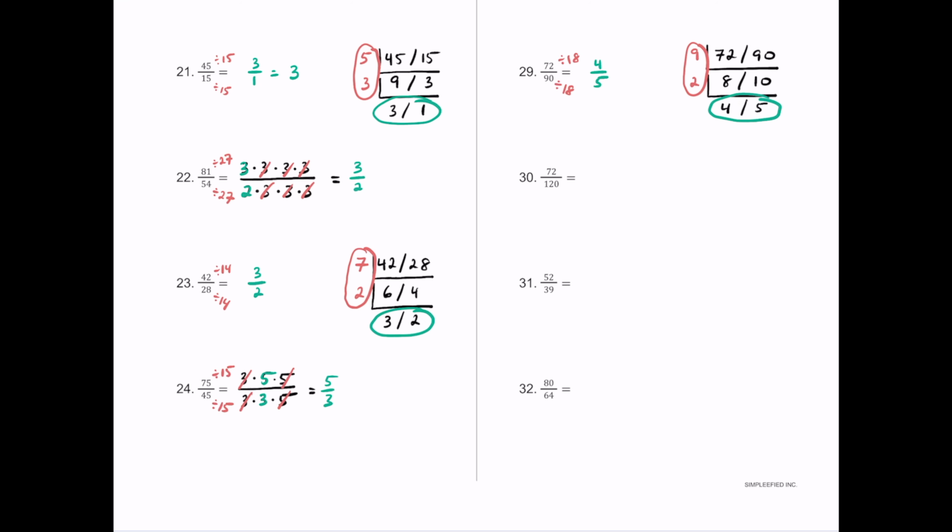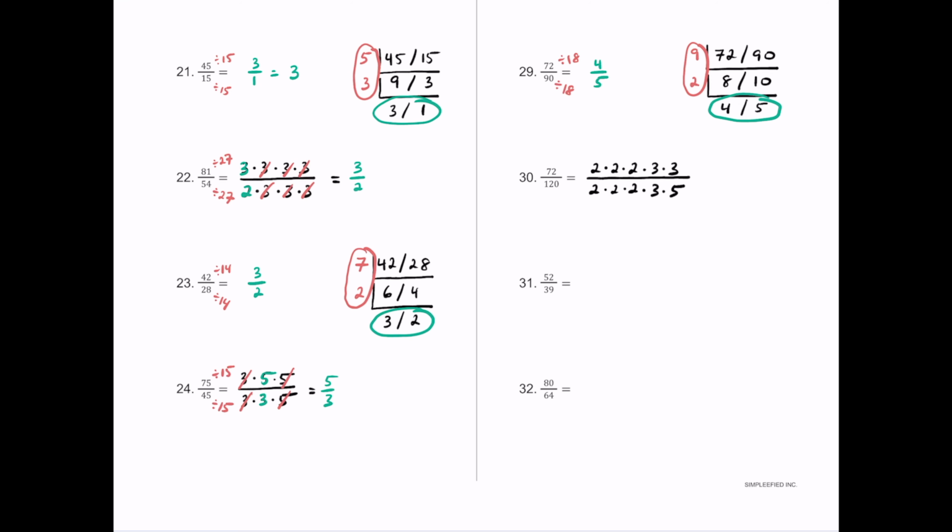For 30, let's try the prime factorization. So 72 we actually already did in a previous problem, and if you remember, that's 3 2s and then 2 3s. And over here for 120, you can divide that by 2, and now that's 60. You've done 60 in a previous problem, but 60 breaks into 2 times 2 times 3 times 5. Okay, that's the prime factorization.